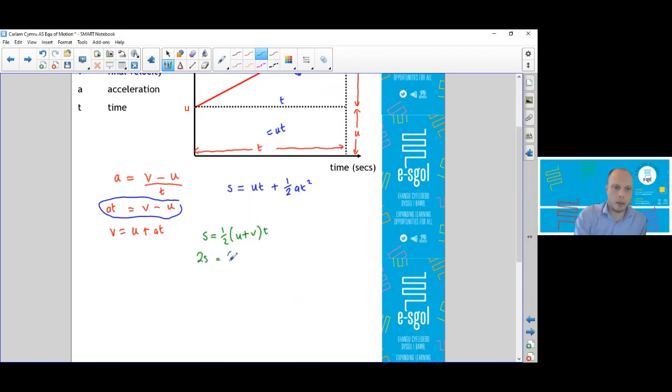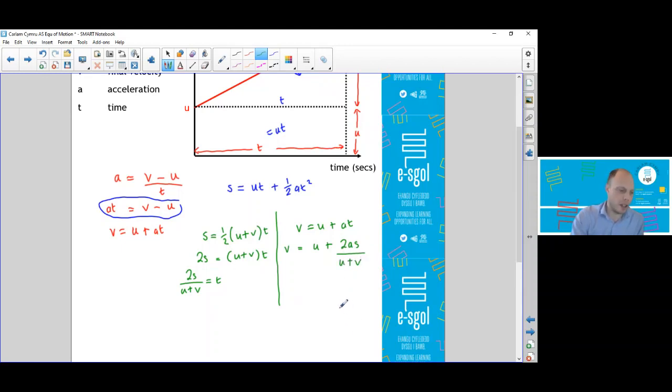So 2s equals u plus v t, and then taking u plus v underneath, 2s over u plus v equals t. If we then substitute that into v equals u plus at, what we get is that v equals u plus 2as. Okay, so that's 2s times the a that's already there over u plus v.